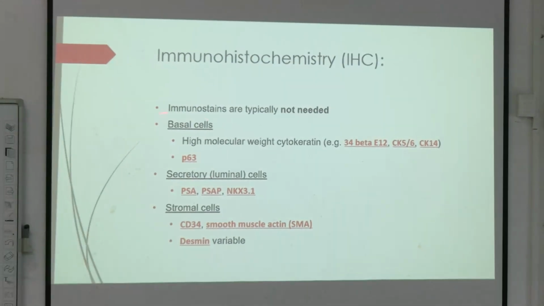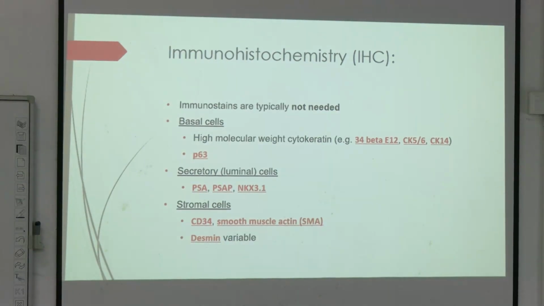In benign cases, we usually don't do IHC, but suppose there is a confusion between adenocarcinoma and benign prostatic hyperplasia, at that time we can make use of IHC. If we do these IHC panels, then we can see that the secretory, that is the columnar cells, will stain for PSA, PSAP and NKX3.1, and the basal cells will stain for P63. So these two cell linings we will be able to see. And the stromal cells are positive for CD34, smooth muscle actin and desmin.